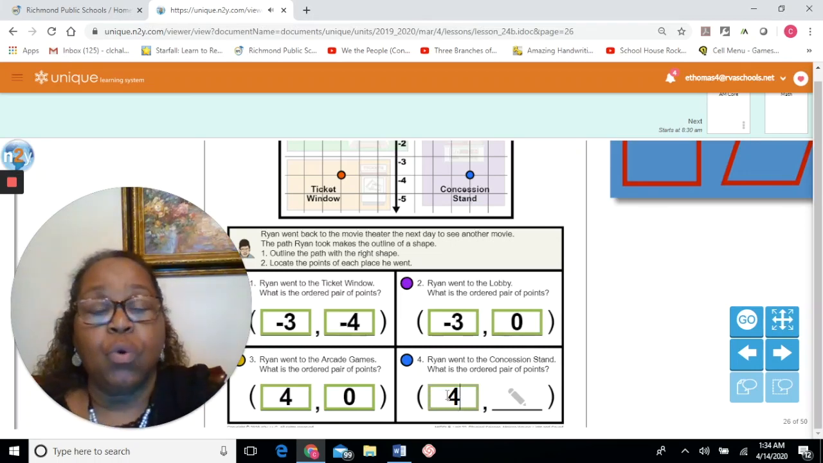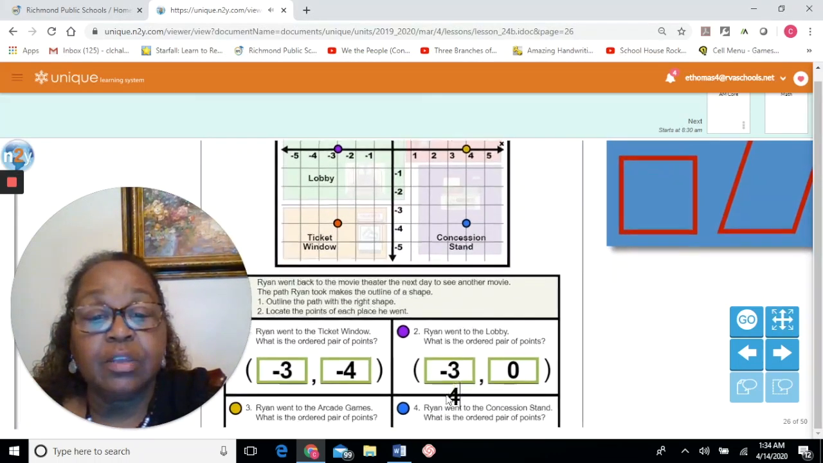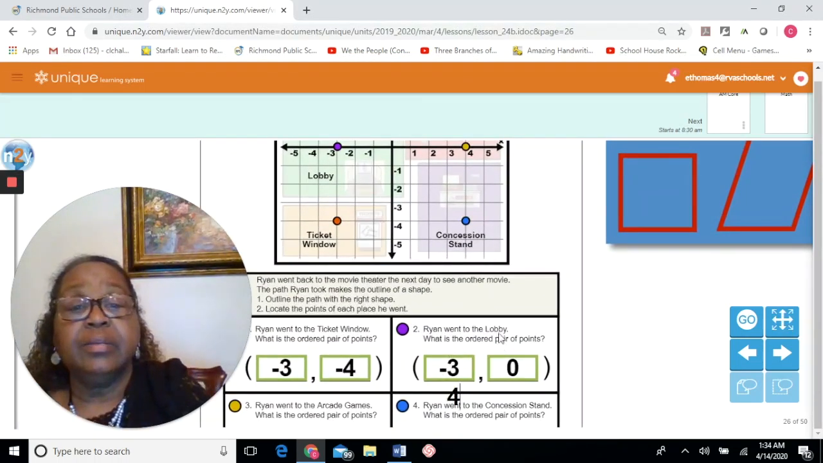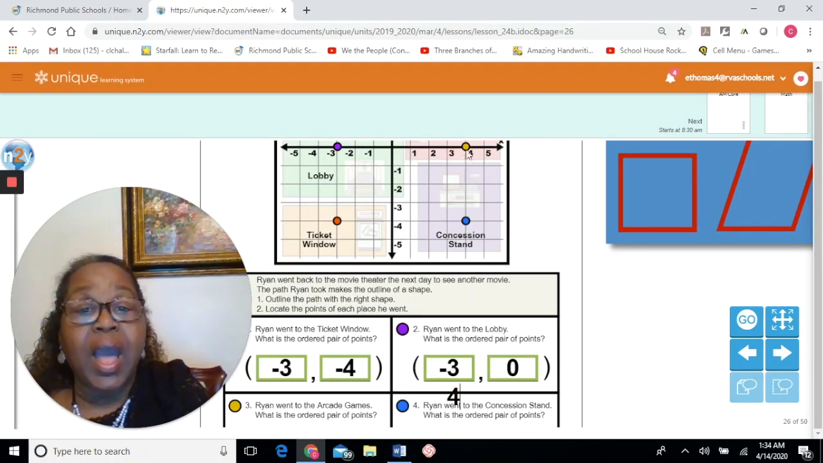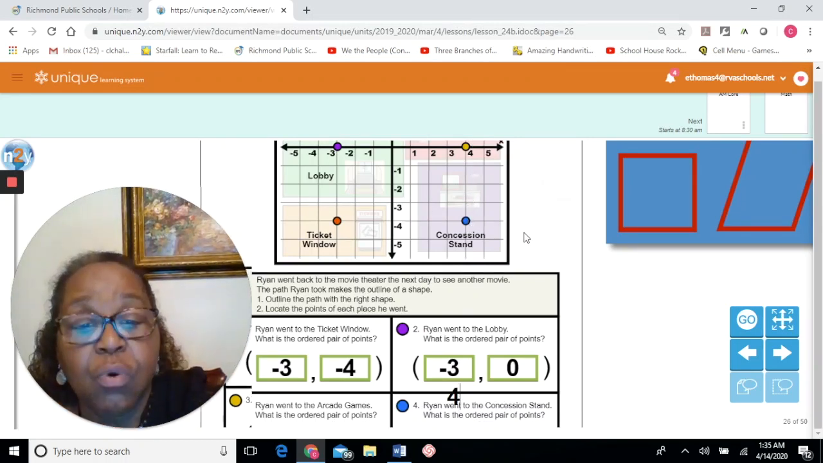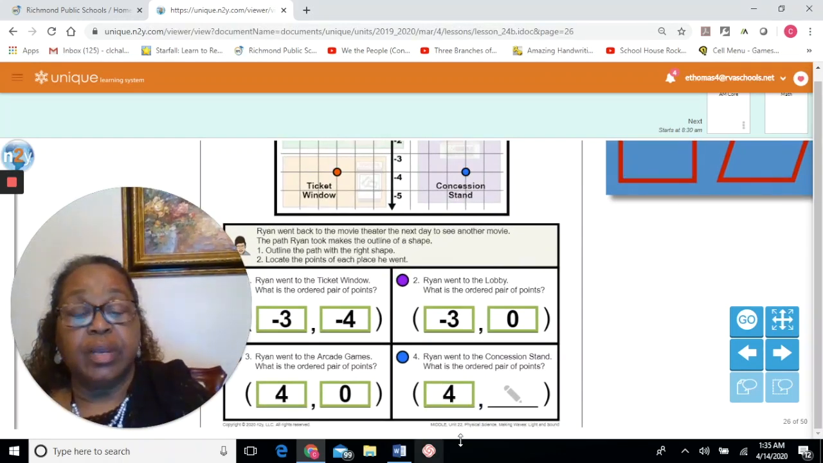You're right, 4. Now we have to find the second point, and this time it's going down on the y-axis. That means it's a negative number. 1, 2, 3, 4. -4. Let's see if that's correct.